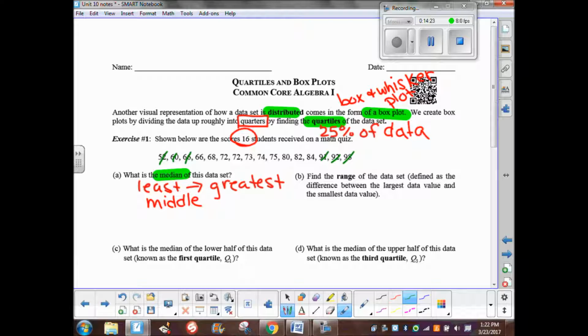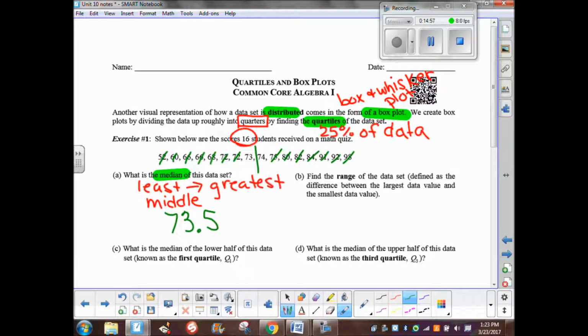Now because we have an even amount, we can't cross off a high and a low pair. We're left with 73 and 74. So what's the middle of 73 and 74? 73.5. Yep. Right there, that's the middle. When you have an even amount of numbers, you're going to have to find the middle. When you have an odd amount of numbers, you'll be left with the middle number.